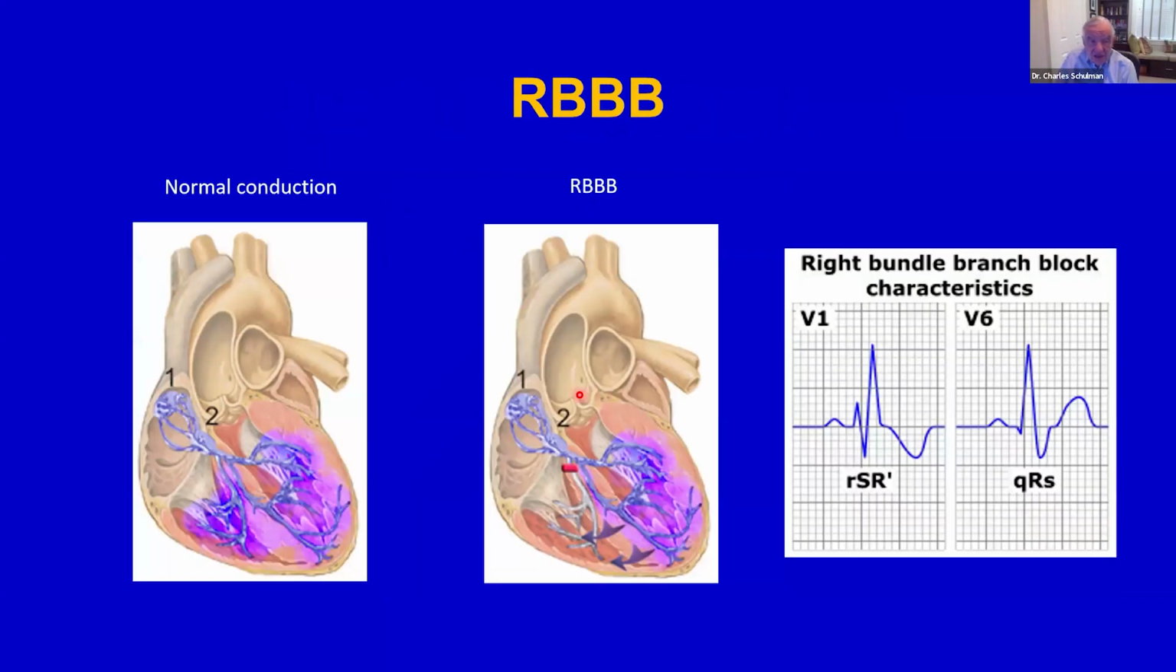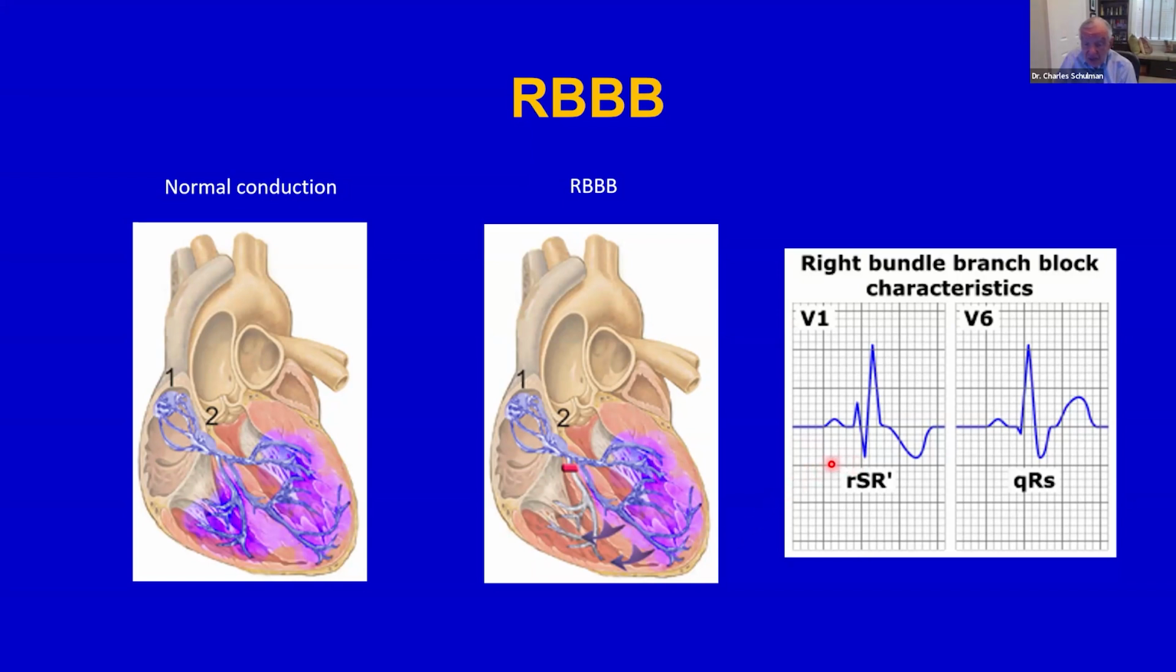And conduction in right bundle branch block, so we're now talking about right bundle branch block. Normally, the impulse goes from the sinus node to the AV node to both ventricles at the same time. But with a blocked right bundle, it goes from the sinus node to the AV node to the left ventricle, and then secondarily comes back to the right.